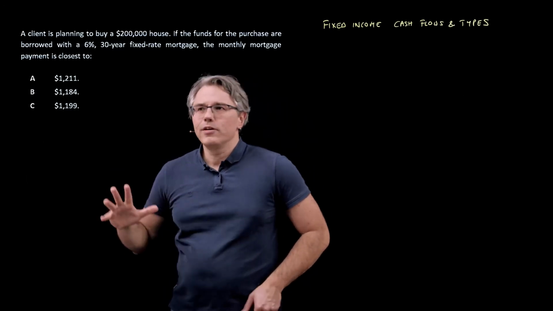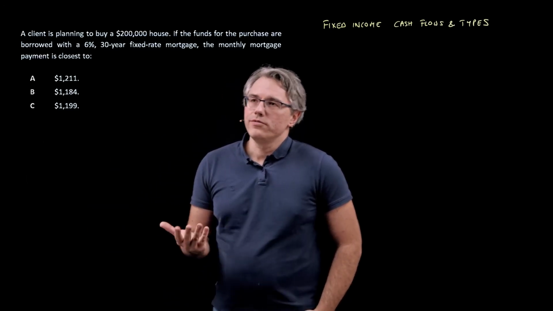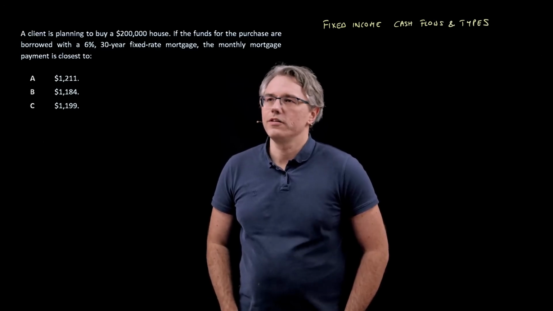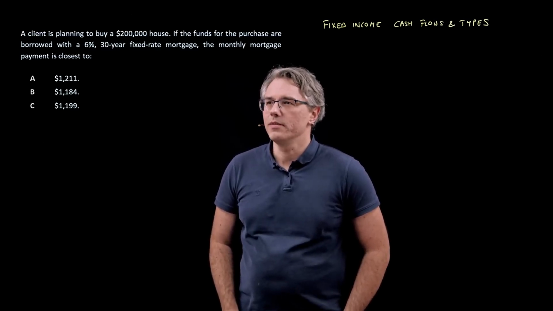So it's a simple question. A client is planning to buy a $200,000 house. If the funds for the purchase are borrowed with a 6% 30-year fixed-rate mortgage, the monthly mortgage payment is closest to.